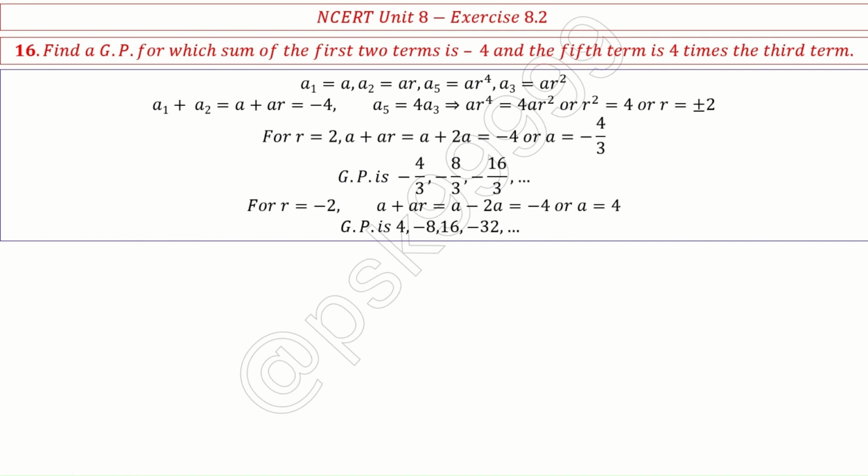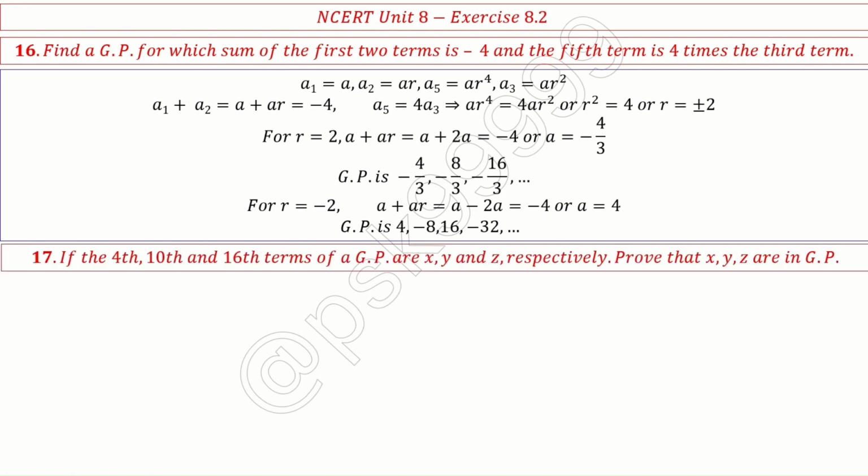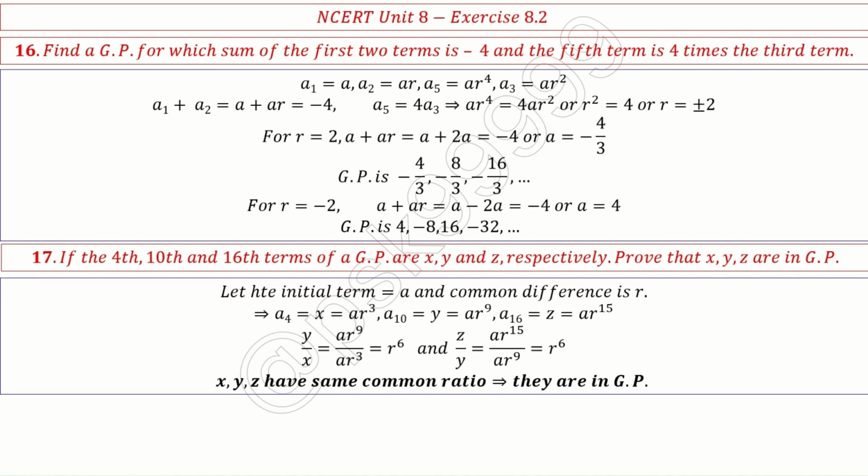Okay, next. The fourth, 10th, and 16th terms of a GP are X, Y, Z respectively. Prove that X, Y, Z are in GP. Okay, this is a straightforward question. You take just the values. A4 will be X, which is nothing but AR cube. A10 is Y, which is AR to the power of 9. A16 is Z, which is AR to the power of 15.